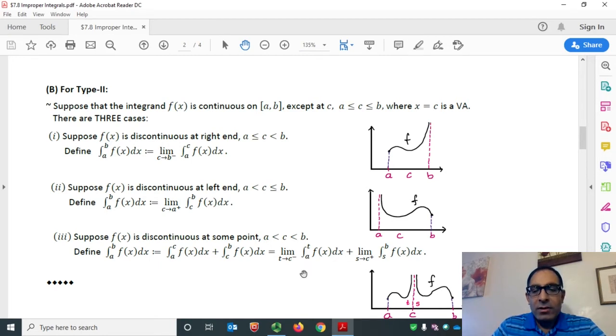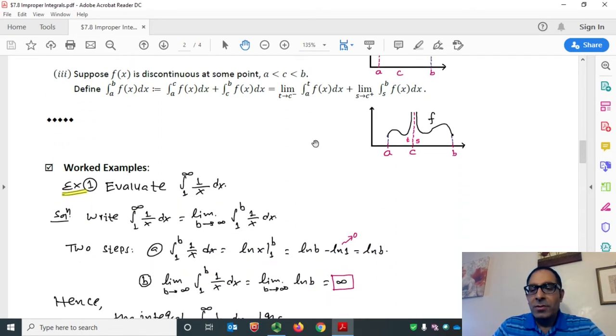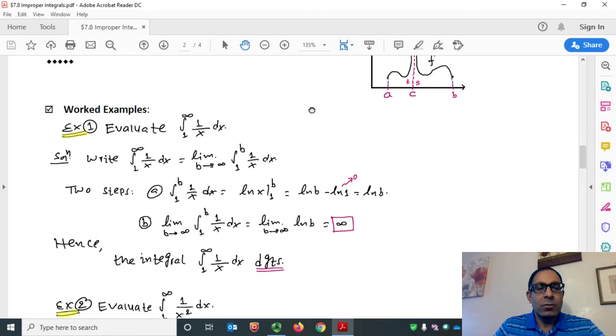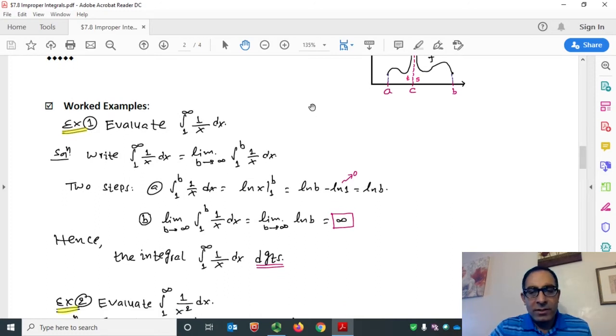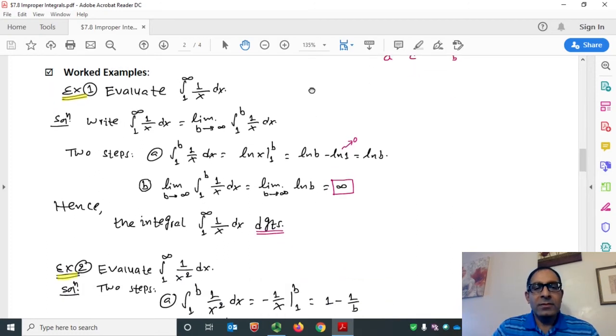Great. Now let's move on. Now let's do some examples. Worked out example, first example. Evaluate the improper integral of 1 over x from 1 to infinity.